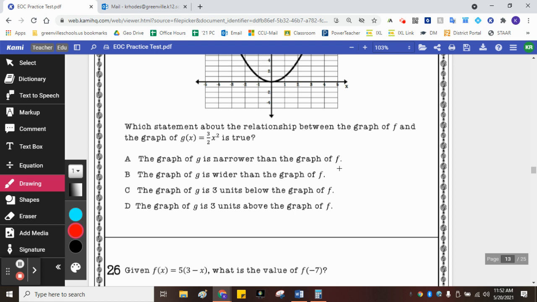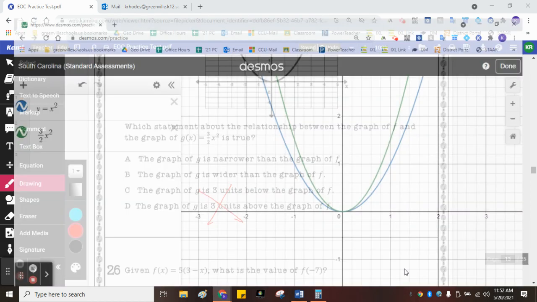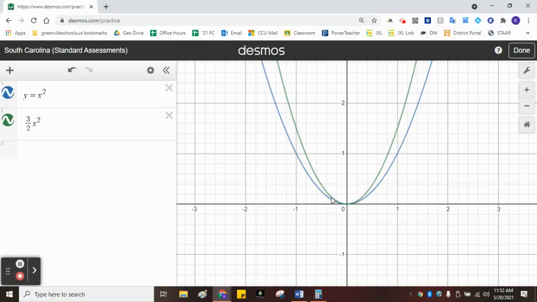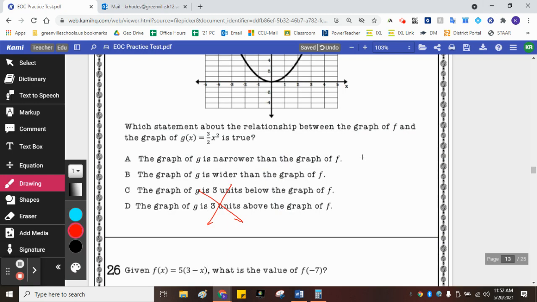Green is narrower than the original. The green is wider than the original. It's moved up, it's moved down. So it's not moved up or down. Not this one. It is narrower. Agreed? Narrower. All right. So that's 25.